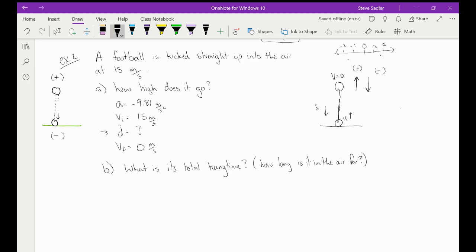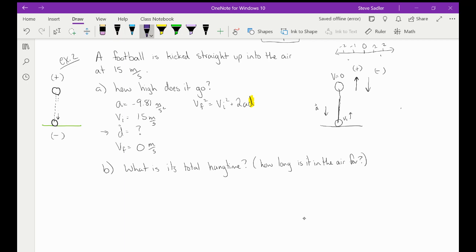So if we just look at the upward path of this football, at the very top of its path, the velocity final is 0, and now we have enough to solve this problem. We have v final, v initial, and acceleration, and we're looking for displacement. So what we can do is use our v final squared is equal to v initial squared plus 2ad. And we're looking for displacement, so let's do some formula manipulation.